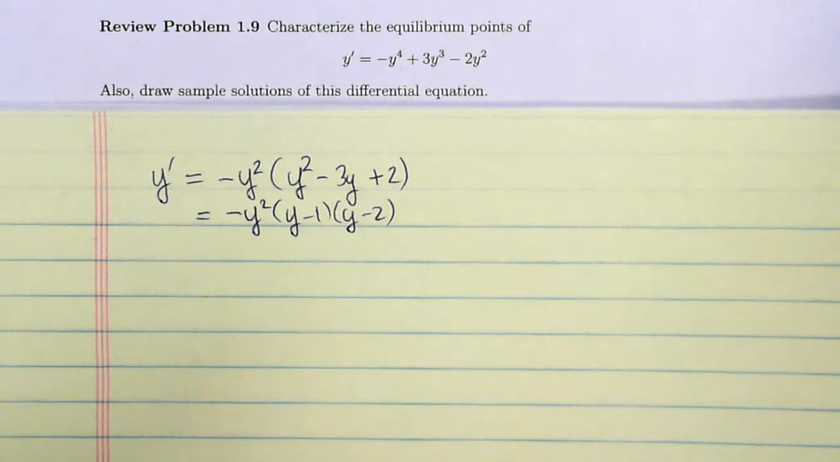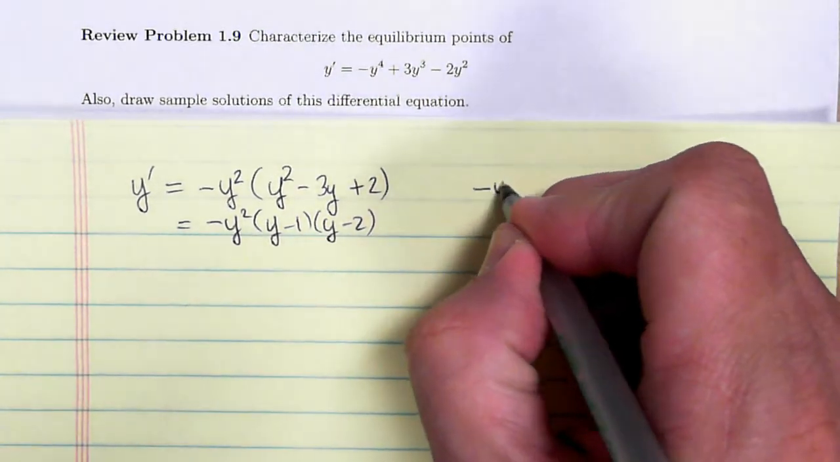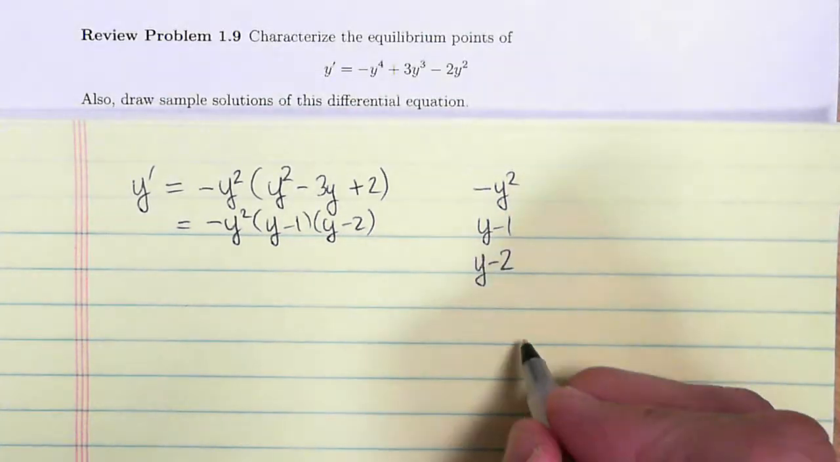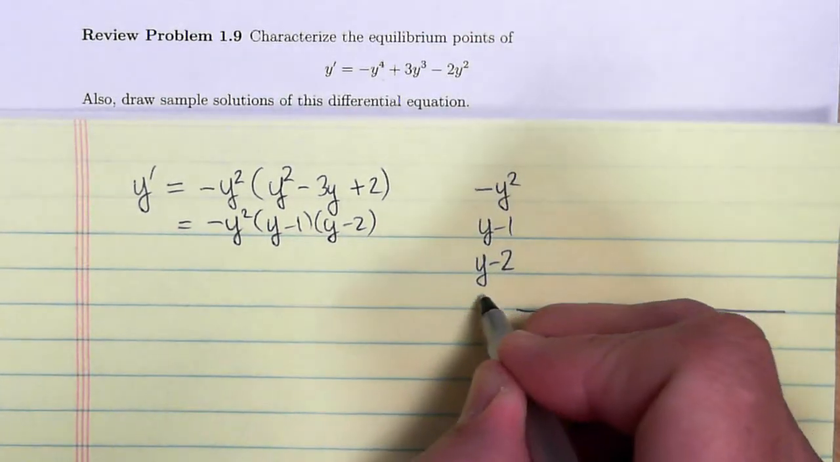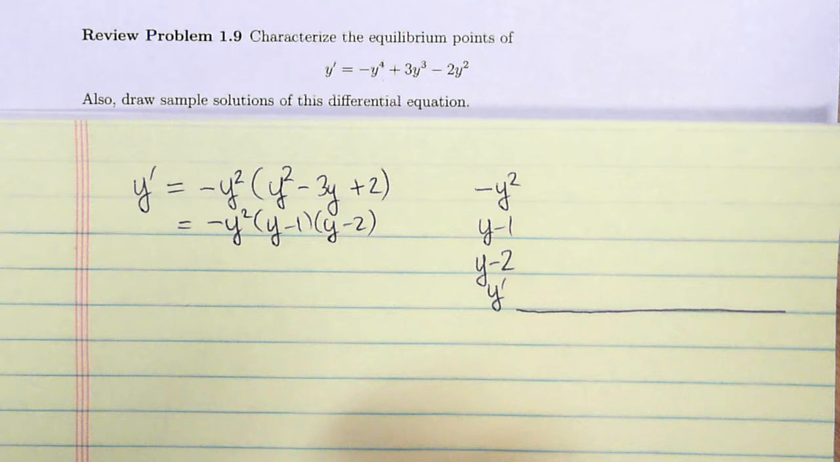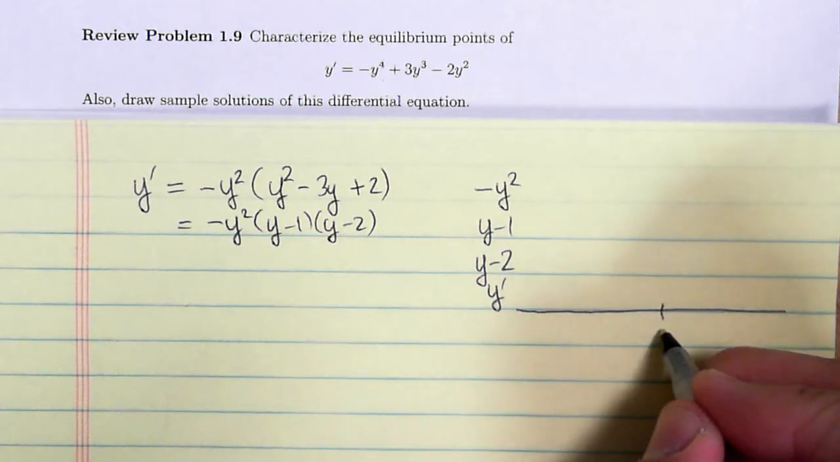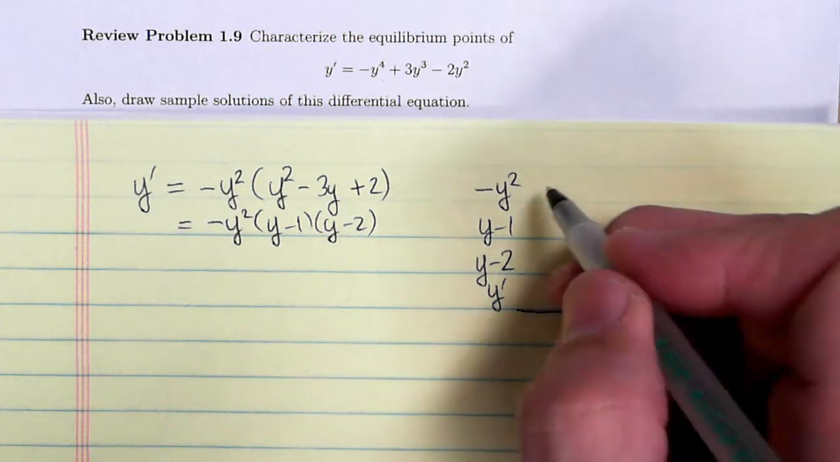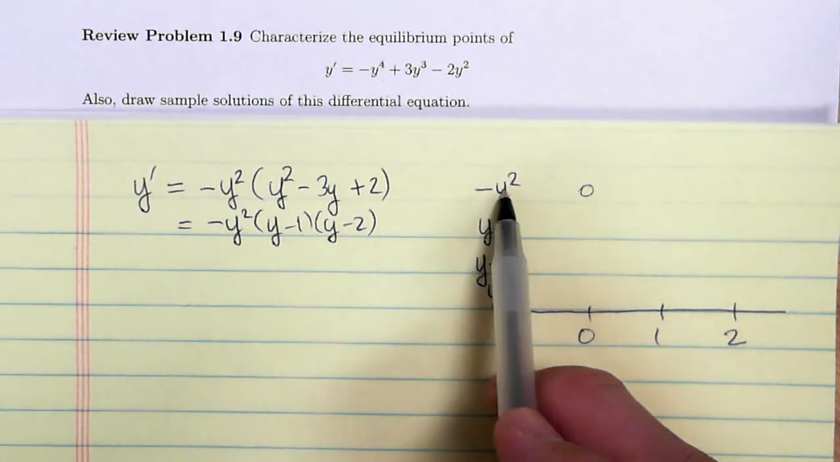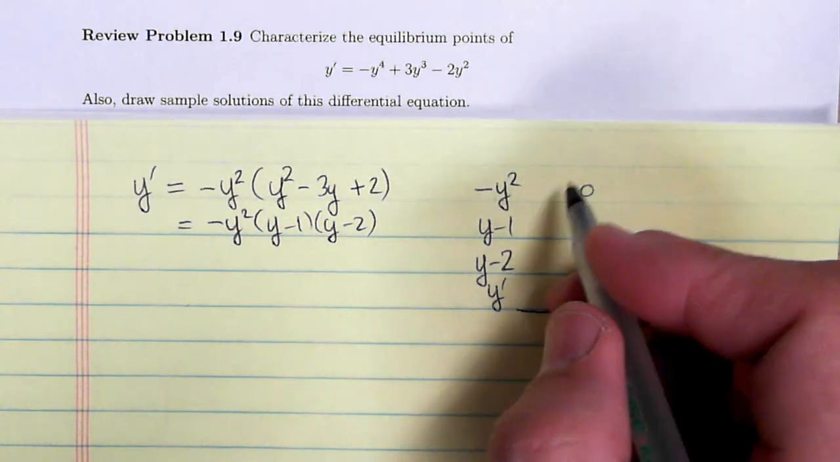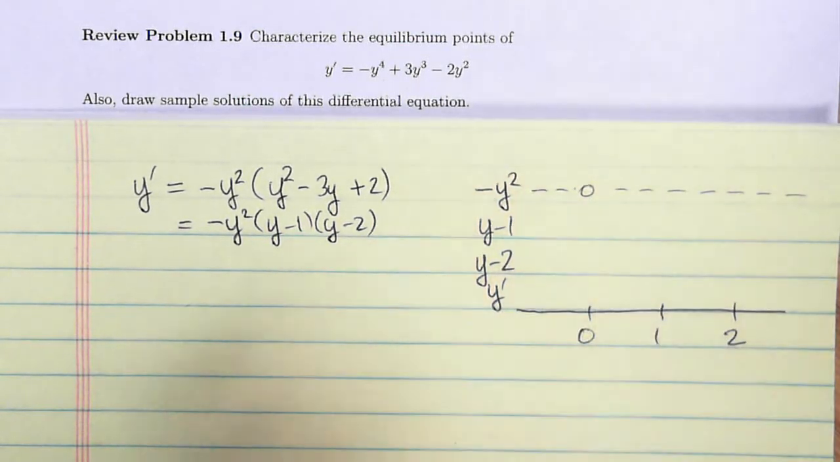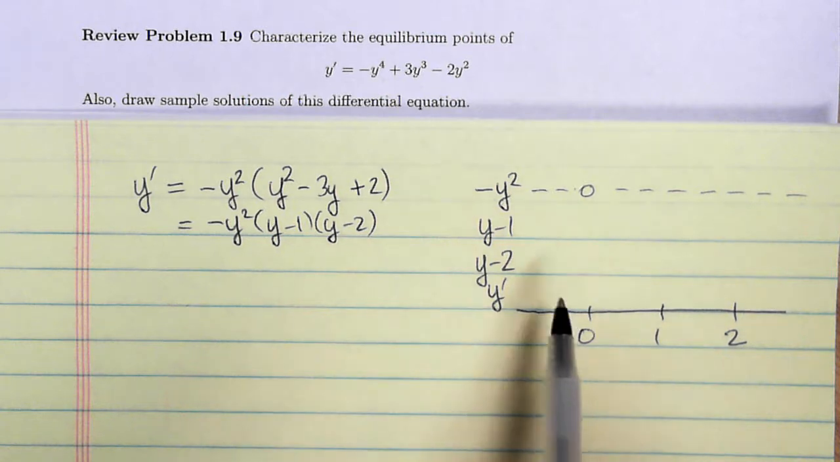The first way is by drawing a sign chart. We have negative y squared, y minus 1, y minus 2. So multiplied together, they give the derivative y prime. Equilibrium points are going to be 0, 1, and 2. 0 clearly, if y equals 0, clearly negative y squared is 0. Otherwise, it's negative, no matter if I plug in something to the left or to the right of 0.